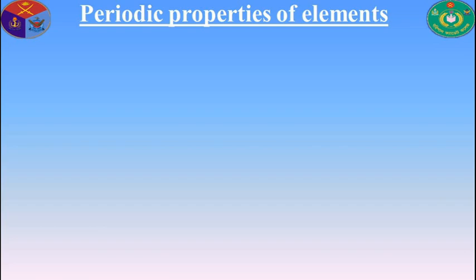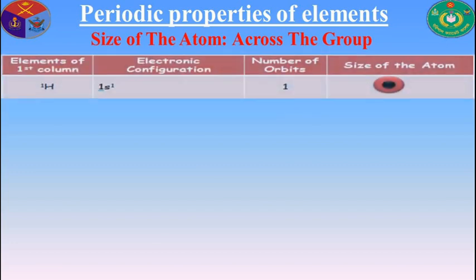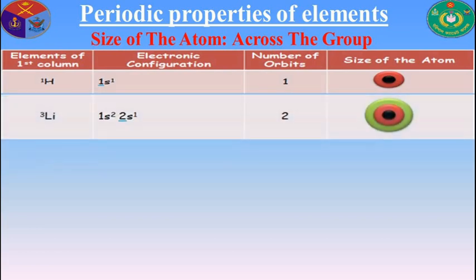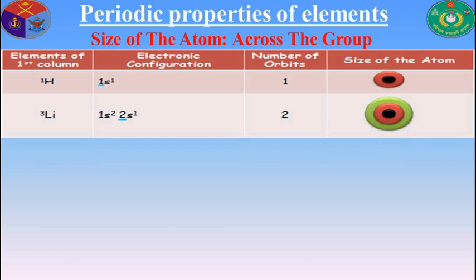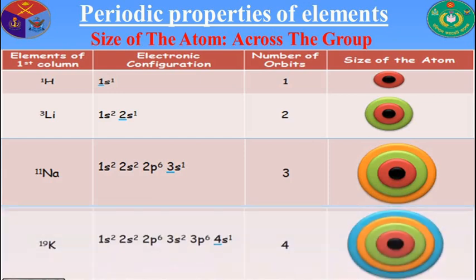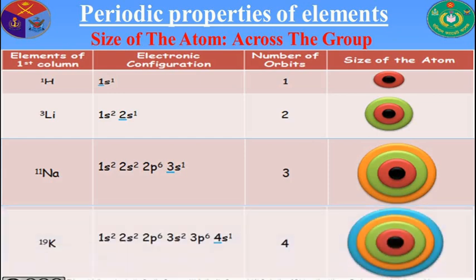Move on to the periodic properties of elements. First of all, consider the size of the atom down the group. In a group from up to down, with the increase of atomic number, a new energy level or orbit is added for accommodation of electrons. As a result, atomic radius or atomic size of every atom increases.